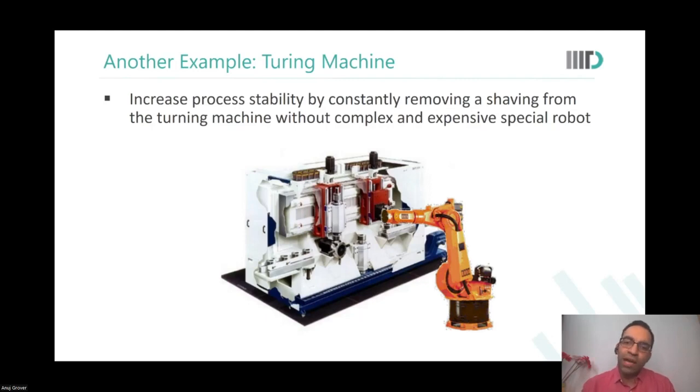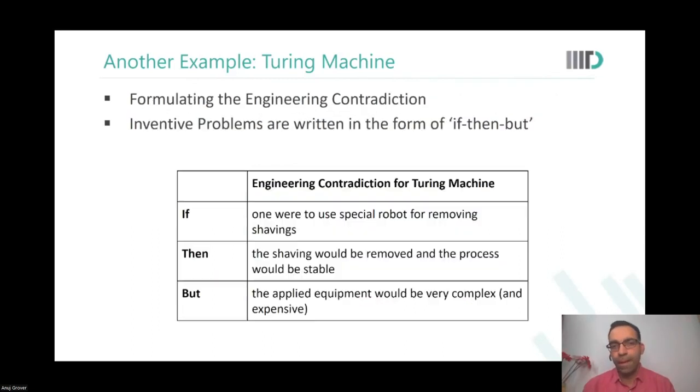And when those shavings fall, what happens? The machine gets clogged at times, and then you have to stop the machine and clean that up and then restart the operation. This is not desirable. I want to remove the shavings from the turning machine without using complex robots. If one were to use special robots for removing these shavings, then the shavings would be removed and the process would be stable, but the applied equipment would be very complex and expensive.